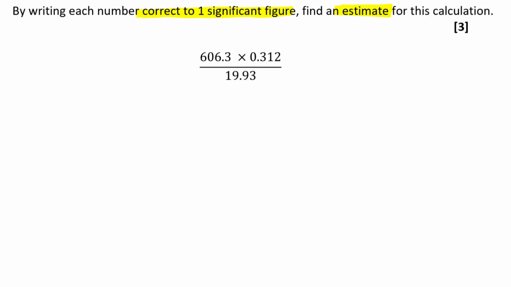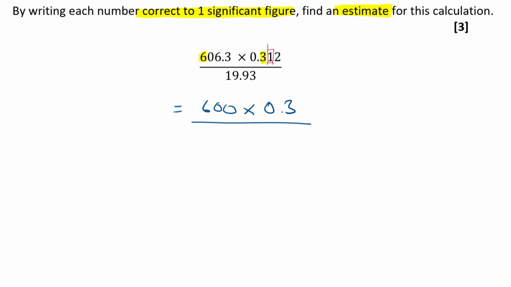606.3. What's that number correct to one significant figure? Well, the first significant figure is the first non-zero digit, which is that 6 there, isn't it? Which is in the hundreds column. So rounding 606.3 to the nearest 100 is going to be 600. Okay. And the second number, the first significant figure is the first non-zero digit. It's that one there. It's the 3. That's in the tenths column. So if I round off to one significant figure, I'm going to round off that number to the nearest tenth. So am I going to round up or down? Just look at the number next to it and decide whether or not it is 5 or more or 4 or less. In this case, it's 4 or less. So I'm just going to round down to 0.3.